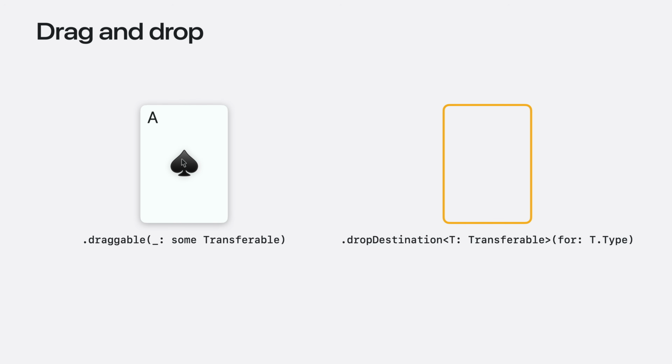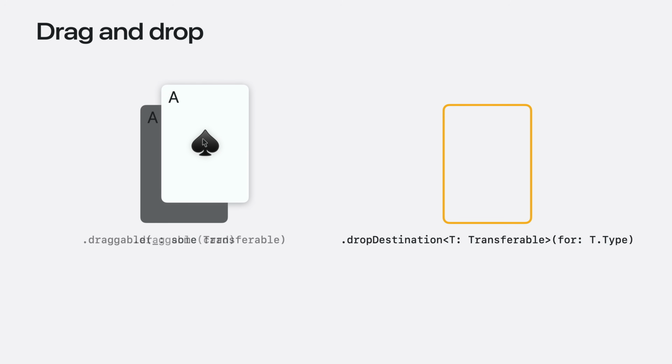Since iOS 16, SwiftUI has provided drag-and-drop through the draggable and drop destination modifiers. The draggable modifier allows people to move content, like photos and text, throughout the system by using a drag gesture. You can conform your data to the Transferable protocol, giving it a transfer representation that allows it to be dragged through the system and accepted by other apps.